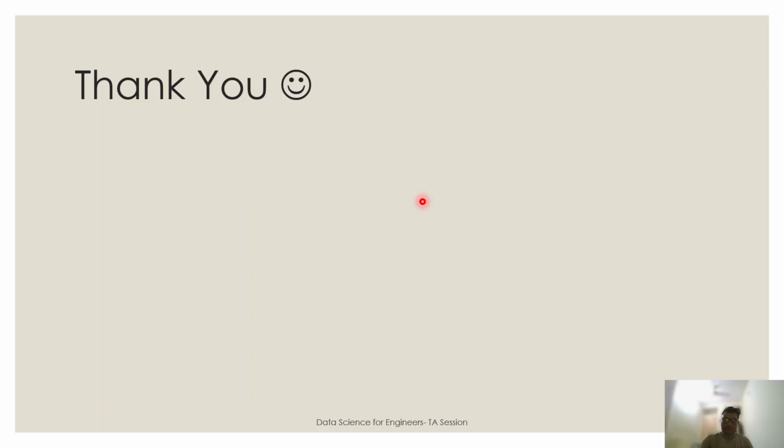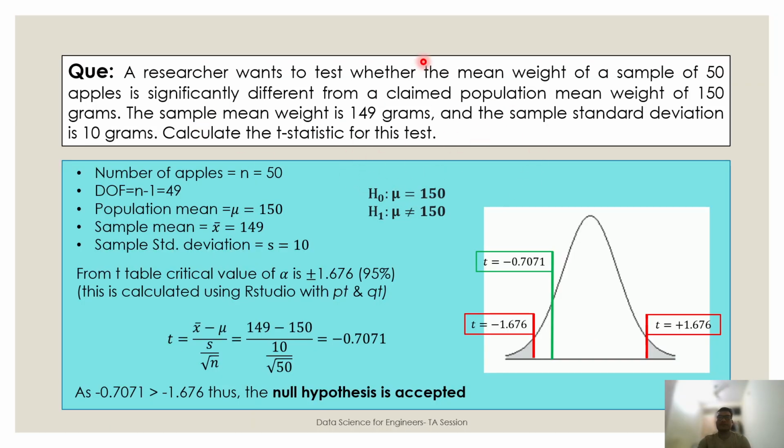Okay. So this is another example. Here we have all the values. So from the T table, from which your alpha values are 1.667, which is the 95% confidence we took here. That is a 0.05 confidence level. This is calculated using R's pt and qt. So this is the formula, and you are getting minus 0.70.